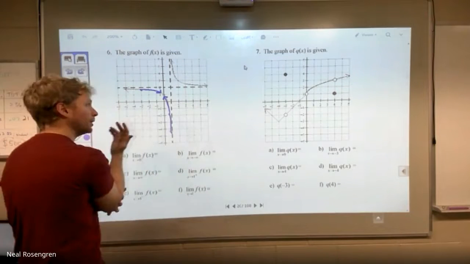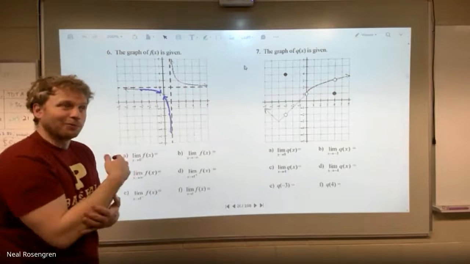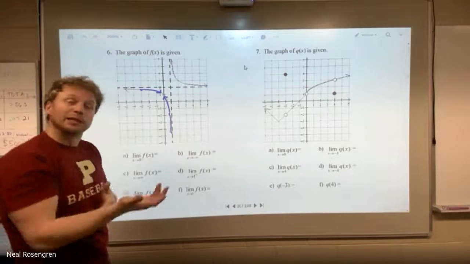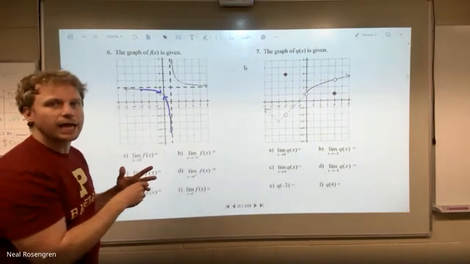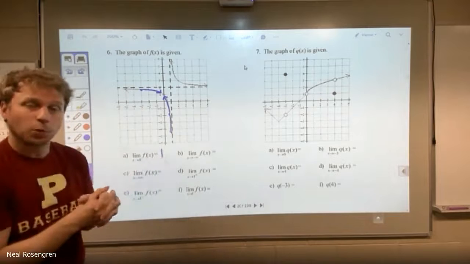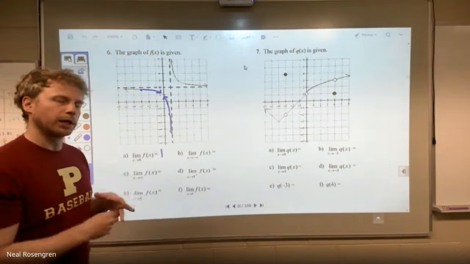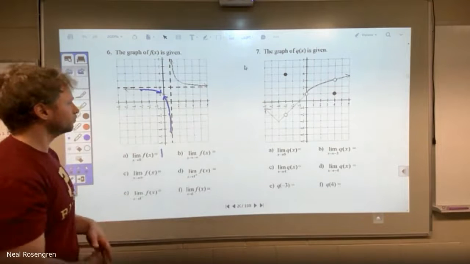I get myself really close to that spot, and I ask, what y value am I getting close to from that side? Well, it looks like the same point, because things are all nice and connected in that space. So the limit is 1. It's whatever the y value is that we're getting closer and closer to.